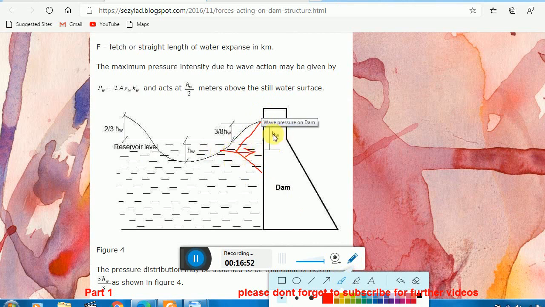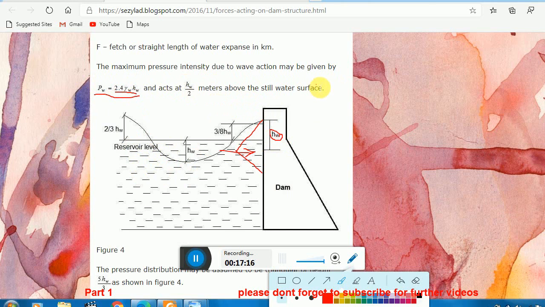So we determine the height of the wave, that is HW, and then we find the pressure exerted by the wave. PW, the pressure due to wave, has a magnitude equal to gamma W times HW, where gamma is the specific weight, and HW is the height of the wave.